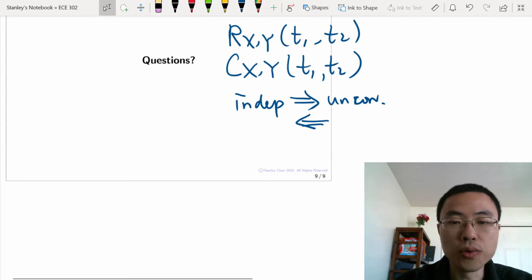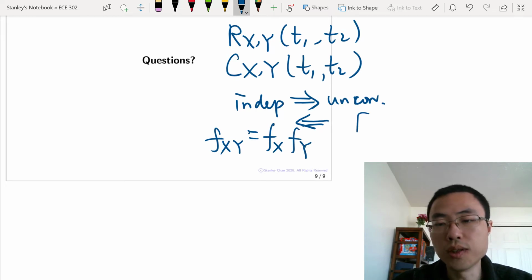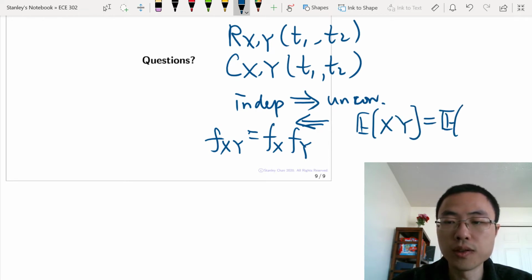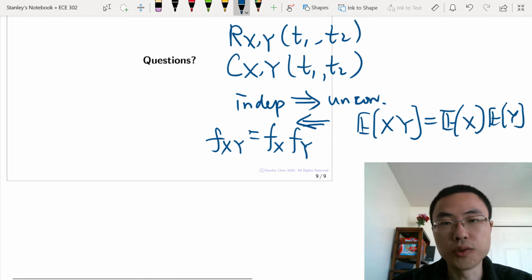For independence to hold, you need to separate the joint PDF. For uncorrelated, you only need the two random variables, when you take the joint expectation, to be separable. And this notion applies to random processes as well.